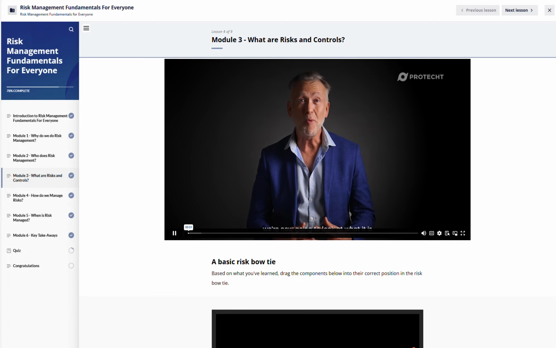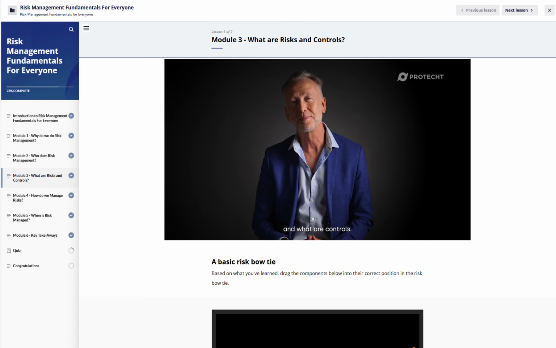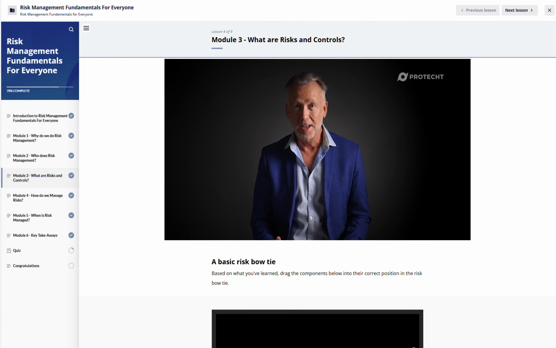So thirdly, we're now going to look at what it is we are asking you to manage. We cannot manage what we don't understand, so we're going to have a look at what are risks and what are controls. So firstly, what are risks? Ask 10 different people what risk is, and they'll often give you a different answer. It's not an easy concept.